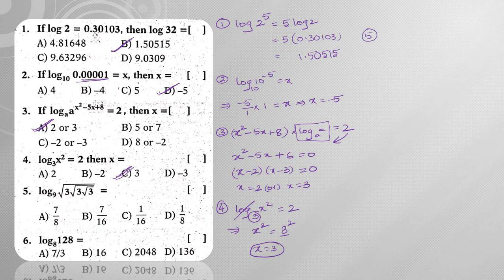Next, question number 5. So this is very important and a typical question. So observe here carefully. Logarithm of root over 3 into root over 3 into root over 3 to the base 9. Now this base 9 I can write it as 3 square. Now following the steps, logarithm of square root of 3 into square root of 3 into square root of 3 I can write as 3 power 1 by 2, right? So base is 3 square.